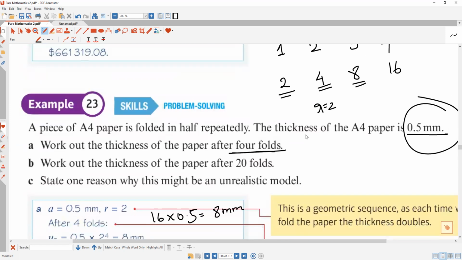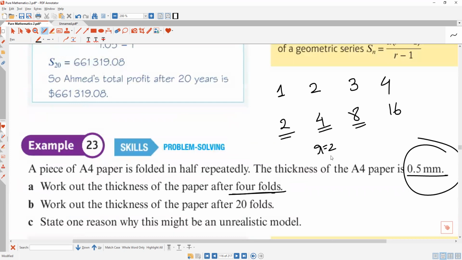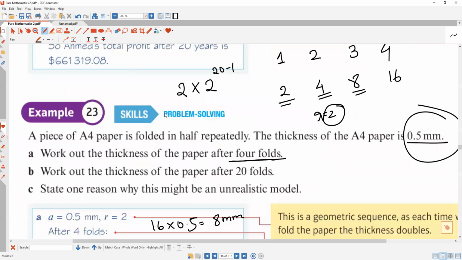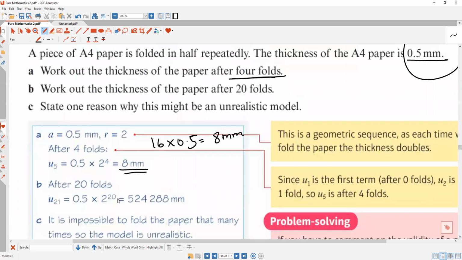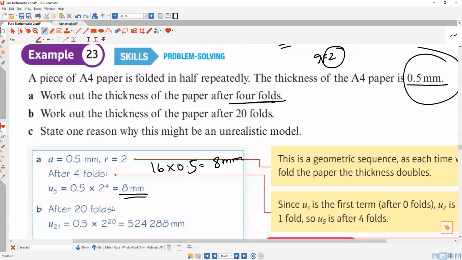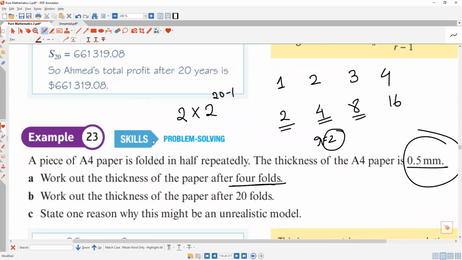You know what? I can do it by my method. Let me do it by my method. What's my common ratio here? Multiplied by 2. So what's my first term? 2. A r raised to n minus 1. A is 2, r is 2. 2 raised to n minus 1, 20 folds, so 20 minus 1. 2 into 2 raised to 19. Let's check this. How much? 1048 something. Multiply the thickness by 0.5. 524288 plus. You see, I got the number of layers.